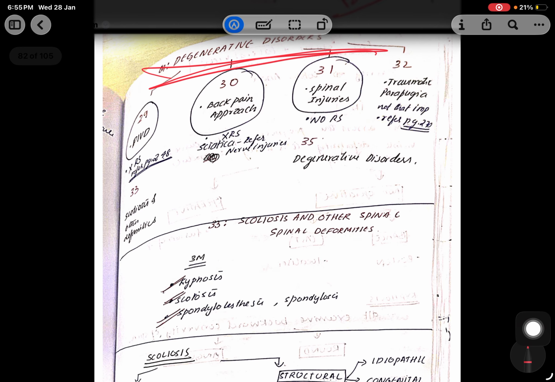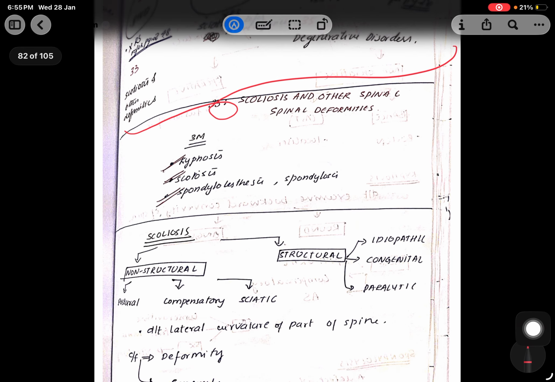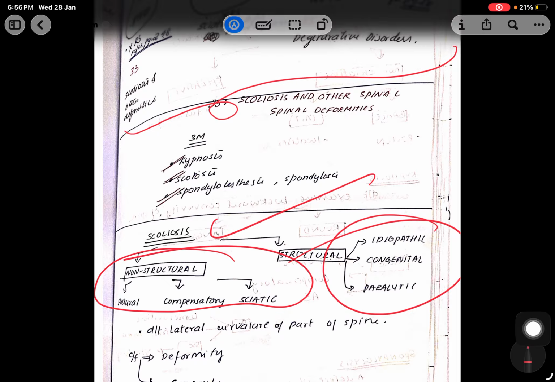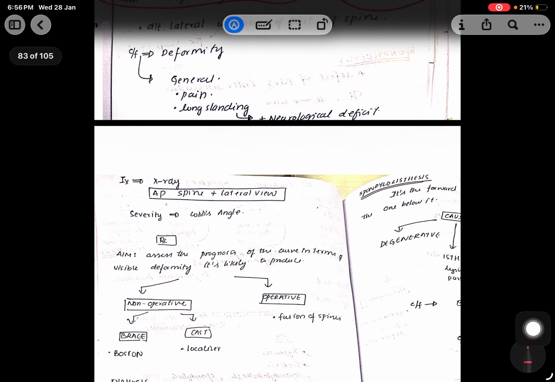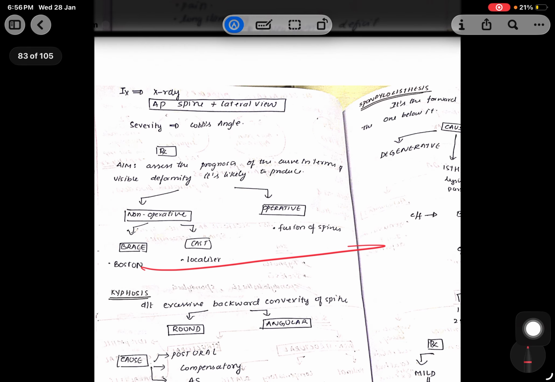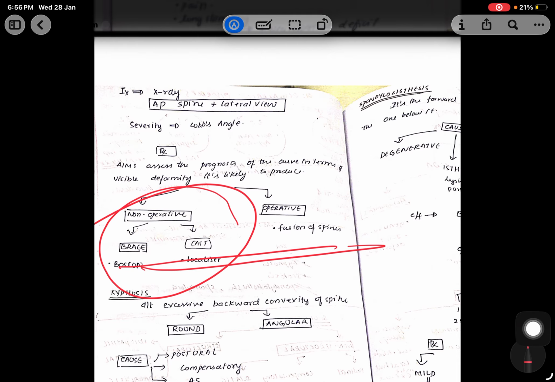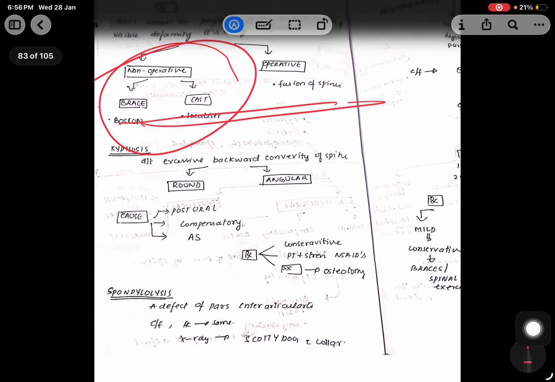Then degenerative diseases, these are the degenerative diseases which are there, though they can be asked as a 5 marker, it's a predominantly 3 marker disease. Again, explaining scoliosis, whether it might be due to a structural or non-structural cause. Then these are the deformities, and how do you plan? It's basically conservative treatment like a Boston brace or a cast that we do. Then kyphosis, that is excessive backward convexity of the spine.